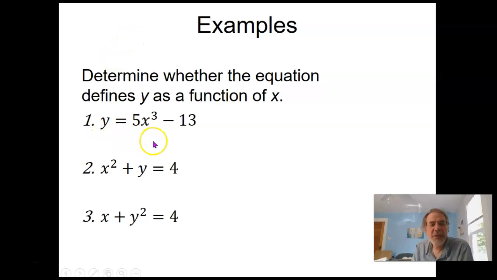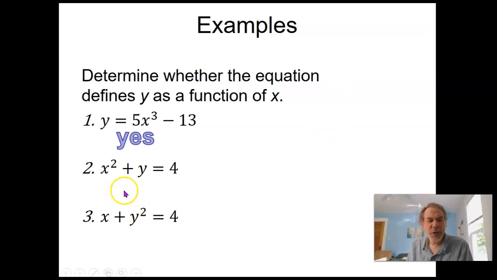Well, for the first one, the answer is yes. It says y equals 5x cubed minus 13. So that's telling you exactly what you have to do to x to come up with the y that goes with that x. Whatever number x is, you have to take 5 times that number cubed minus 13 to get y. So if I come along and put in the same x that you put in, I'm going to get the same y that you got. So that is a function. If your equation is solved for y, if you have y on one side equal to, and then you've got a rule telling you what to do with x, that's a function.